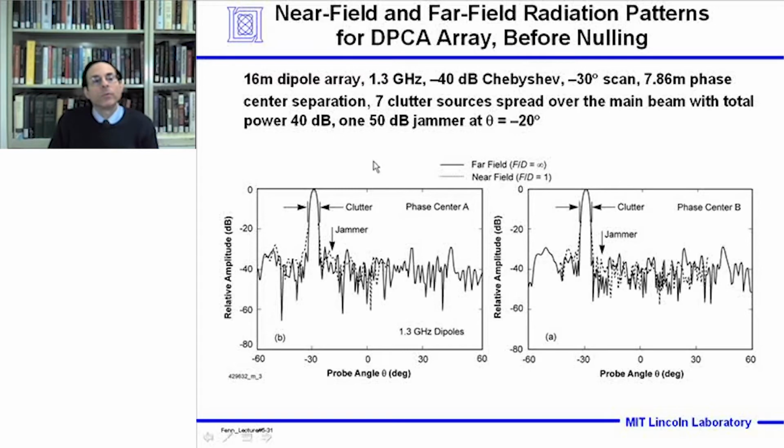Now what we're going to do is introduce 7 clutter sources spread over the main beam with total power 40 dB above receiver noise. We're going to put clutter sources in the main beam of each of the phase centers. We're going to put one large jammer 50 dB above noise at theta equal minus 20 degrees, or 20 degrees from broadside, in both phase centers.